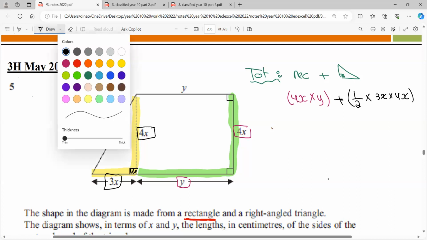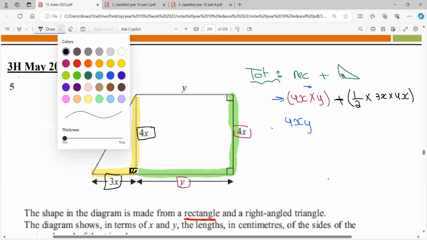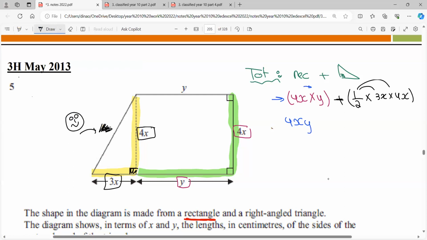As for the first part, which is this, there's nothing to be done other than removing this multiplication symbol. So it could be written as 4xy. Okay? Now guys, the terrible mistake that I really get upset when I see students make is half times 3 and half times 4. This is so wrong. We don't do this here. You just multiply the three numbers together. So on your calculator, half times 3 times 4.